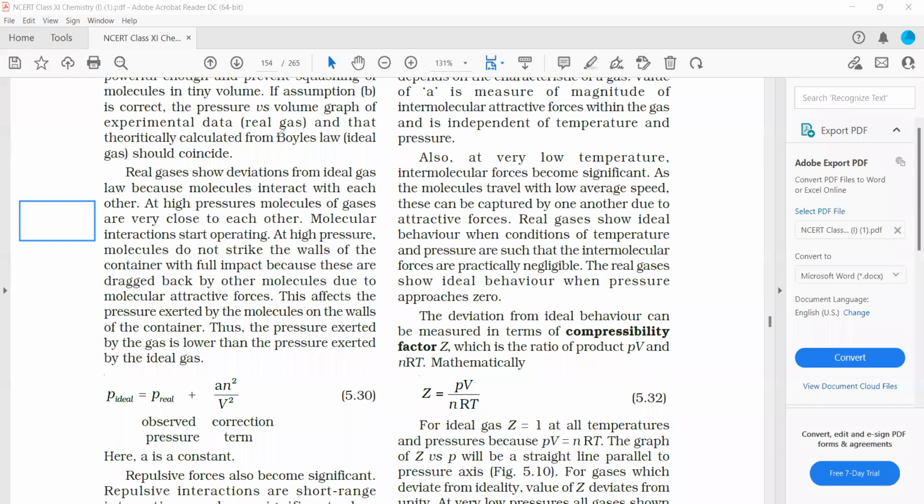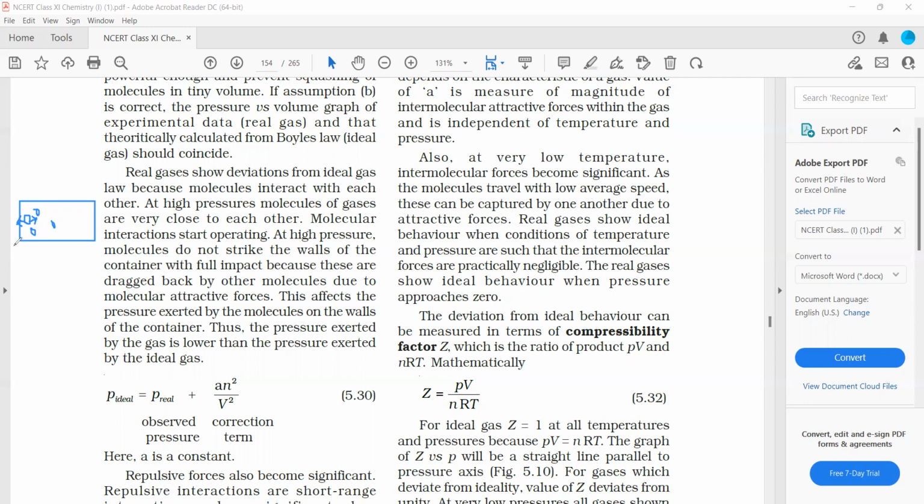For example, this is a container and you have molecules here, here, here. So for example, this molecule, when it collides with the walls of the container, then only the pressure is exerted, right? But in real sense, we know that a force of attraction also exists. So this particular molecule will not allow this molecule to collide. It will try to attract it. Now there is another force acting in this direction. So the impact of its collision with the container will be decreased in the real sense, right?